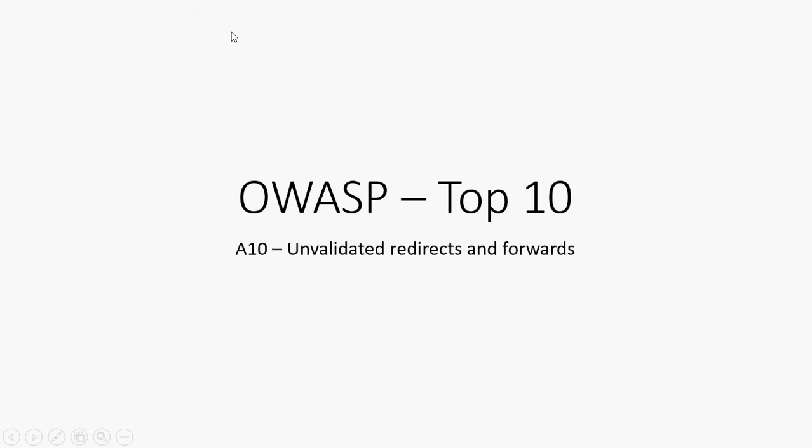Welcome back to the last in the OWASP Top 10 Explained tutorial series. And in this one, number A10, we're looking at unvalidated redirects and forwards.